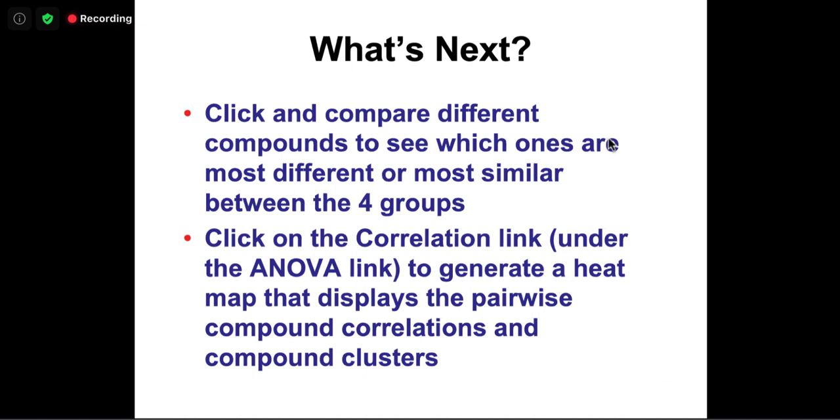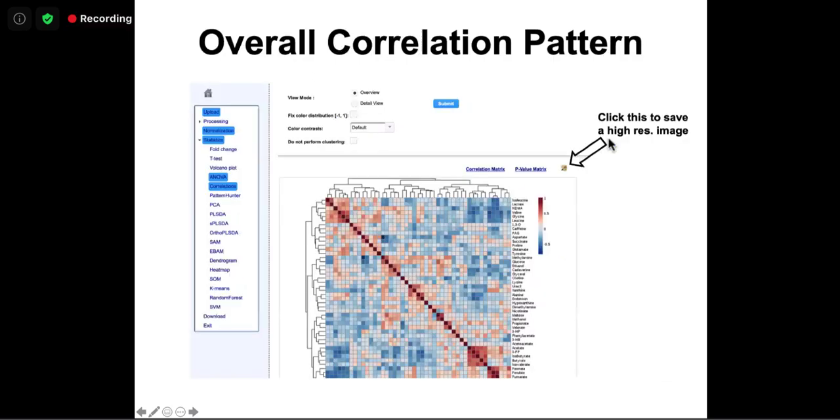your data. So what's next? We can compare different compounds to see which ones are most different or most similar between the four groups. What people usually do is a feature correlation. For example, a common use is the Pearson correlation coefficient across all the compounds. Then you see who's highly correlated with each other and group them together. So this is a heat map of the correlation table.